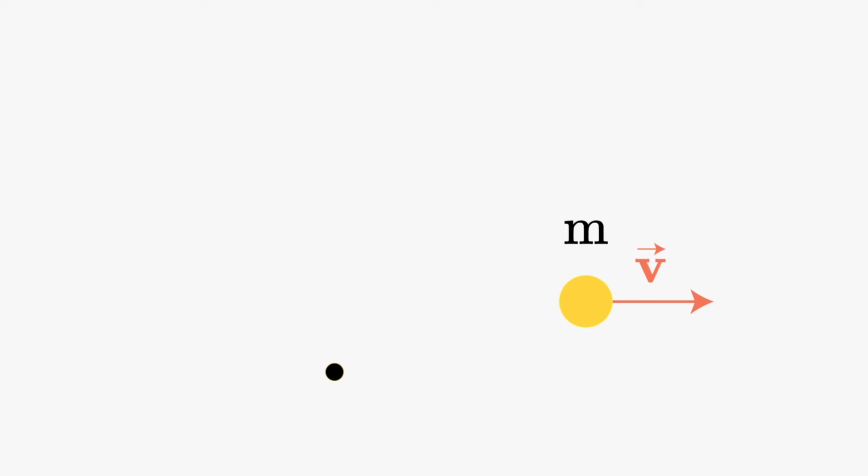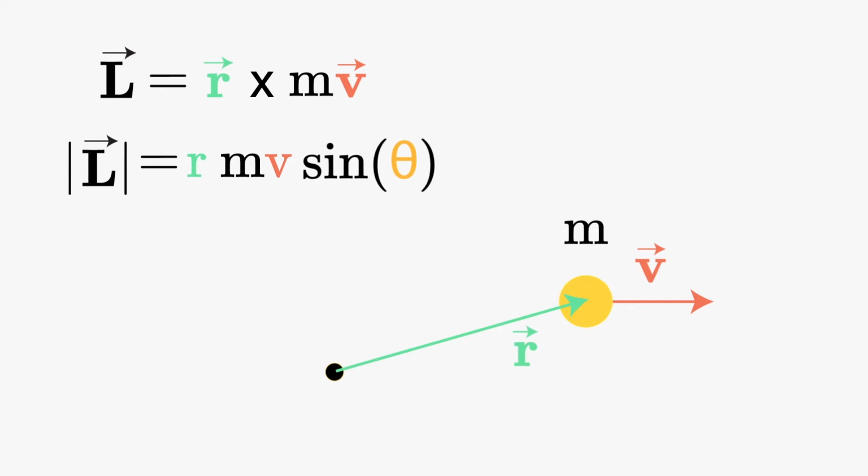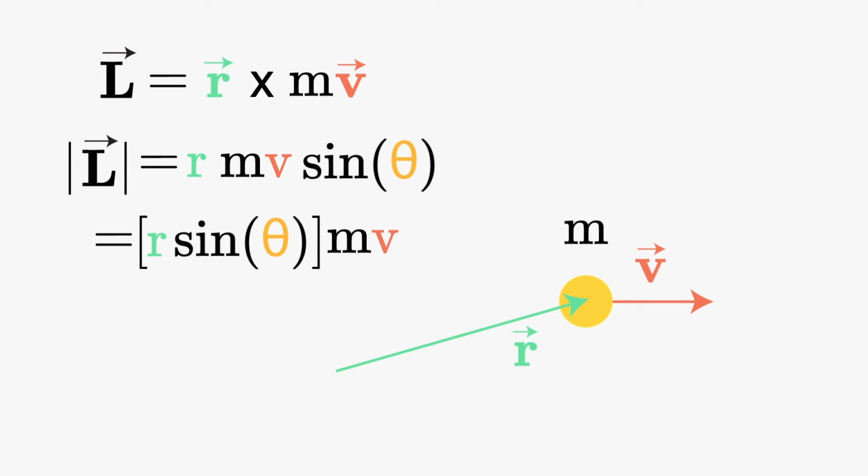Angular momentum is a lot like torque. They both involve a cross product of a distance vector with another vector. For angular momentum, it's the distance vector r, the vector from the origin to the object, cross p, the momentum of the object, or mv. Once again, we can write the magnitude of this cross product as r times mv times the sine of the theta between the two. But it's often more helpful to think about this as r times sine theta times mv. In other words, the r sine theta is the component of the position vector that's perpendicular to the direction of the momentum.